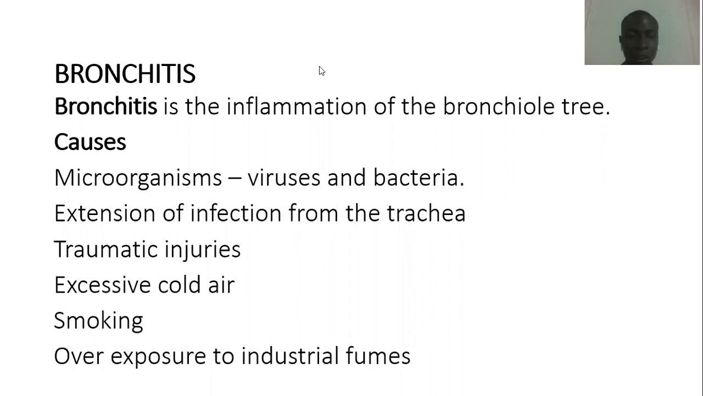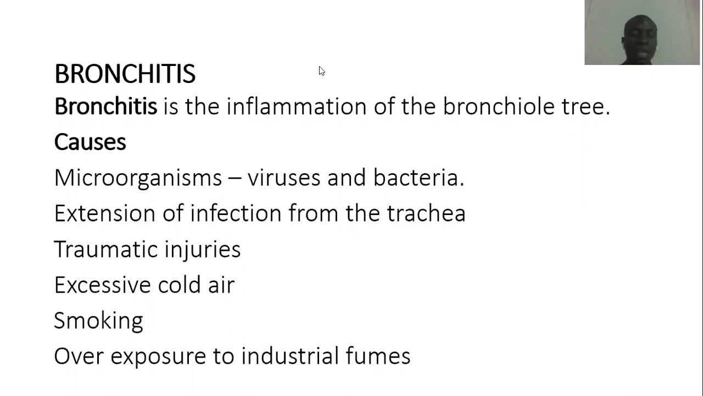The other cause of bronchitis is traumatic injury. When somebody has traumatic injury, it can trigger inflammation. Also, excessive exposure to cold air, like during this season, if you expose yourself to cold air, you can end up having bronchitis.